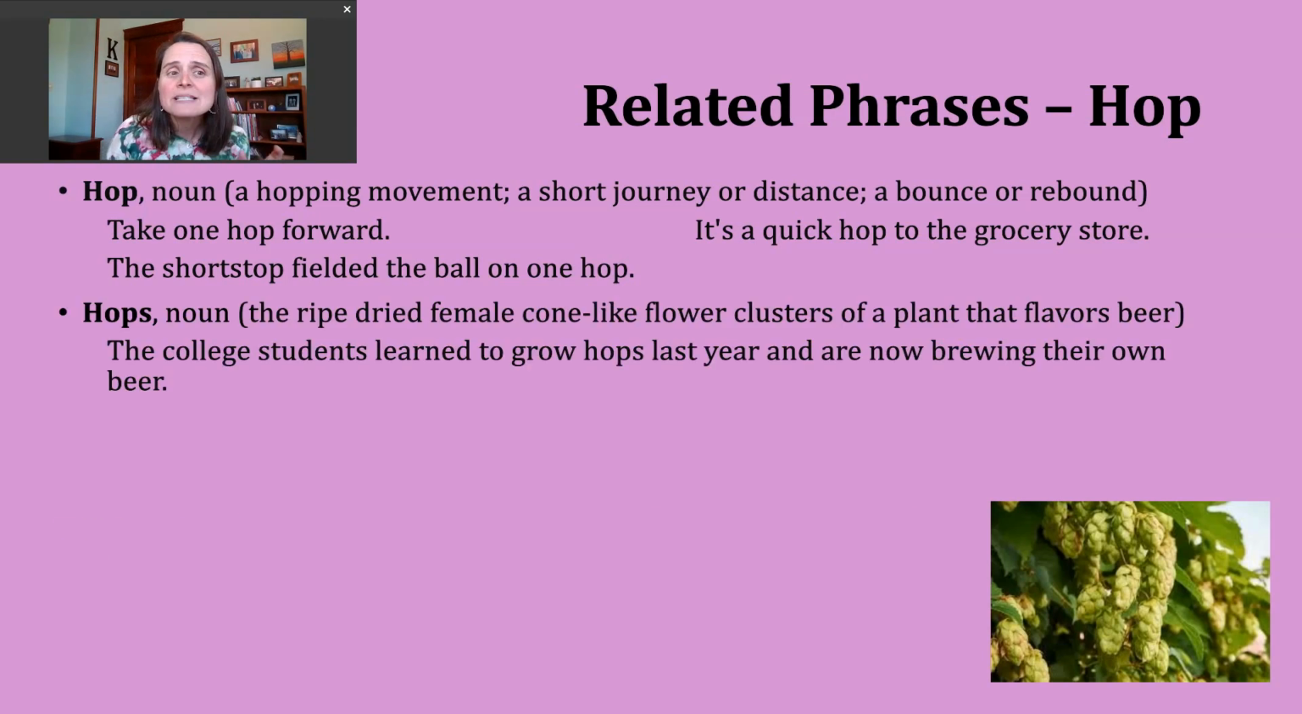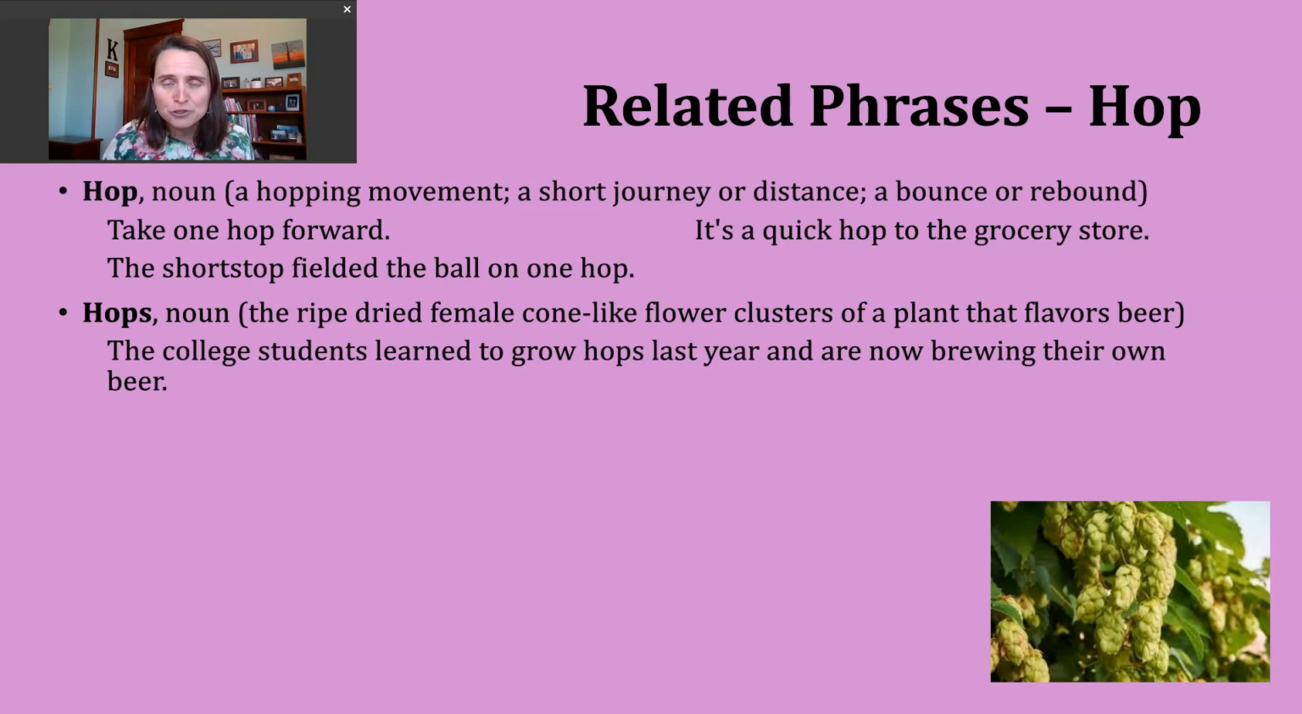Now, hops can also be a noun. So I've added an S to the root word there. And this has a slightly different meaning. So most common to hear it in the plural. It's talking about a specific type of a cone-like flower. It's a specific plant that is most commonly used in order to flavor beer.